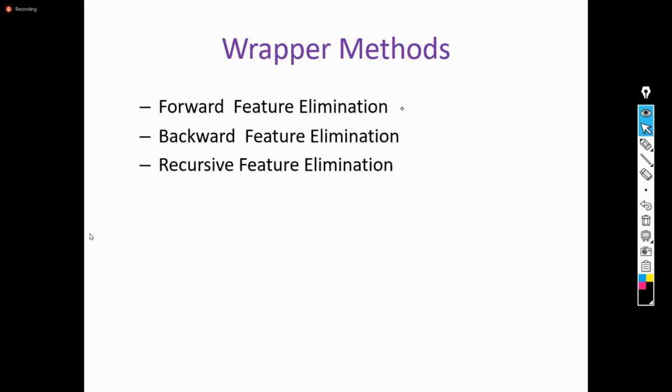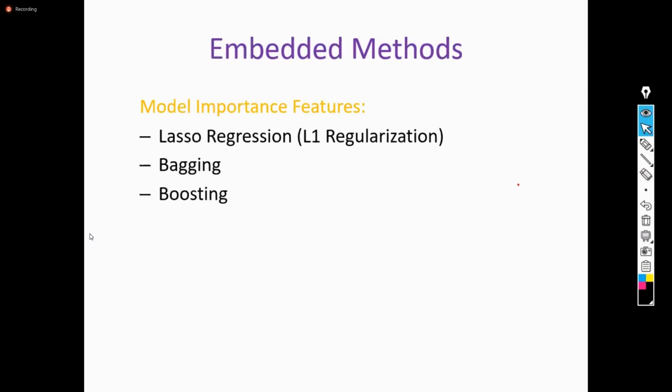These are called wrapper methods. Generally we will not go with these. 99.99% will not go with this. The third one is called embedded methods. 99.9999% will go with this. Literally 100% will go with this. Before modeling, filter methods; after modeling, embedded methods.